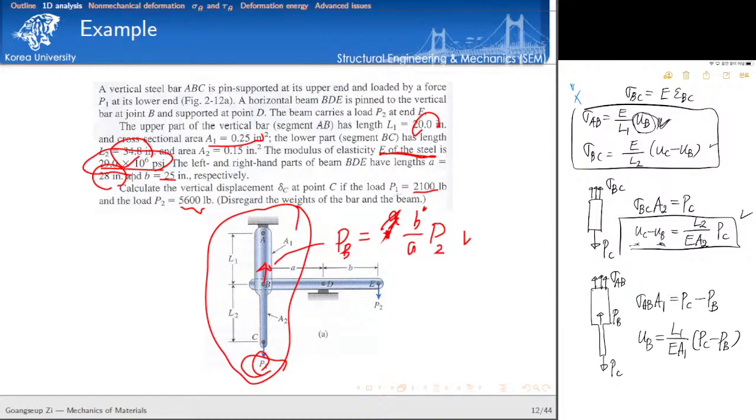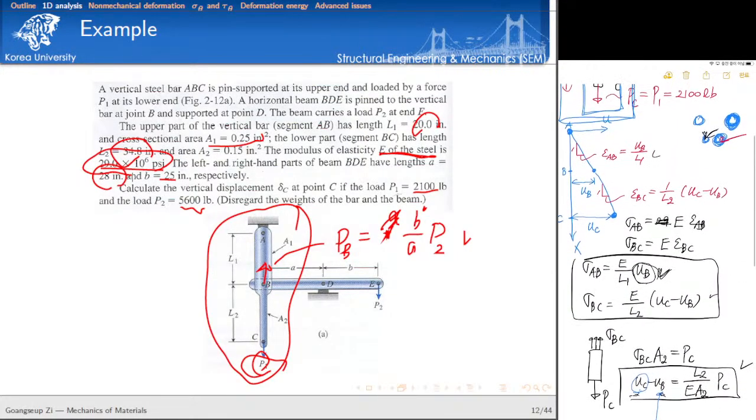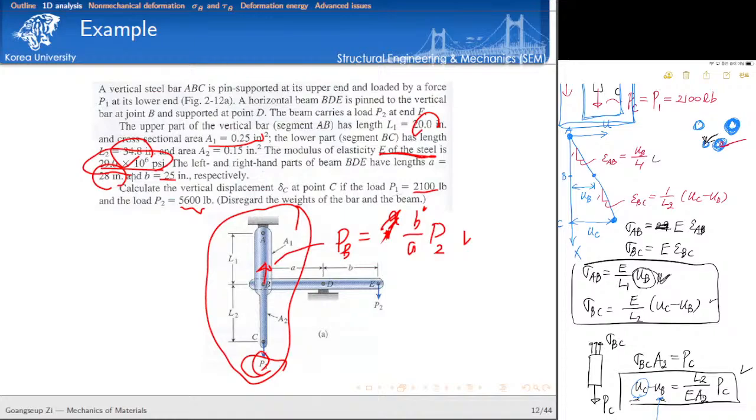So now let's plug all the numeric values into the places of PC and PB and L1, elastic modulus, and A1. Then we can calculate the nodal displacement at point B, isn't it, right? And then let's put the information of nodal displacement UB into this equation. Then we can calculate the UC very easily. Okay? Then using UB and UC, you can finish the distribution of displacement.